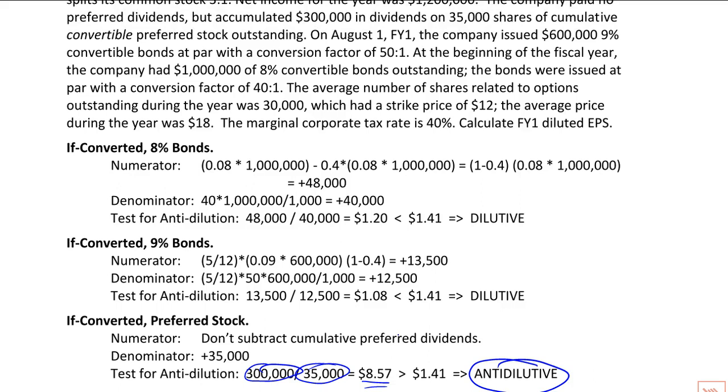All right, the last part we're going to do, it's actually in your textbook. So for the next video, you want to get your textbook. It's in the appendix, and it's called Anti-Dilution Revisited.